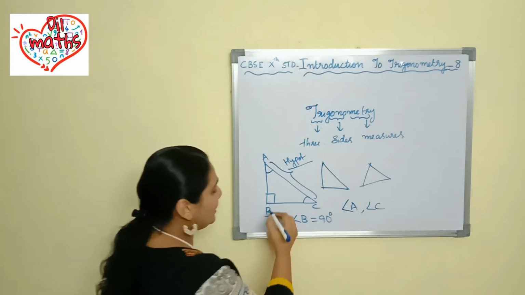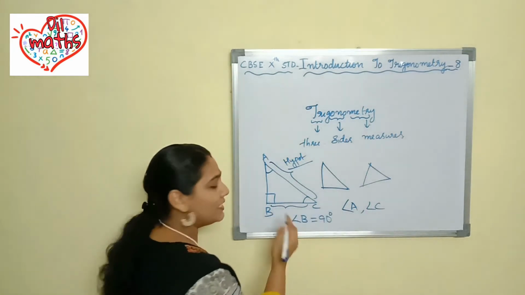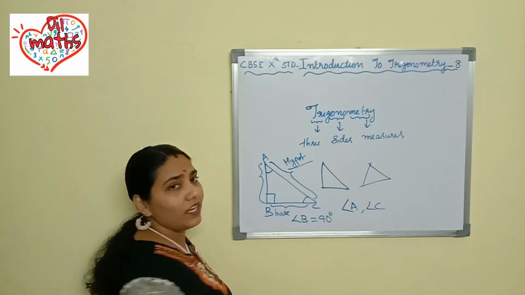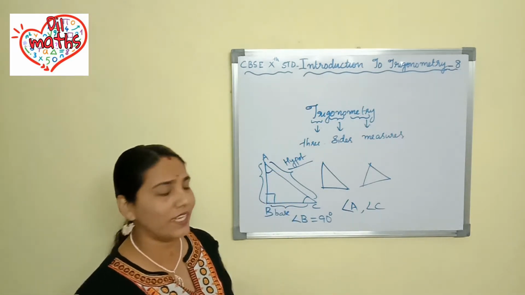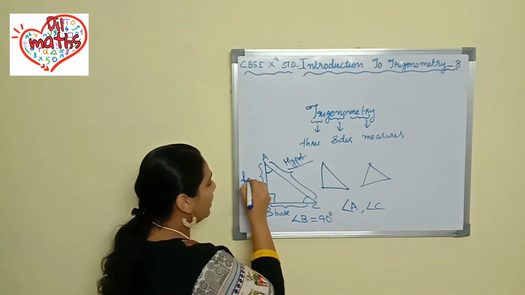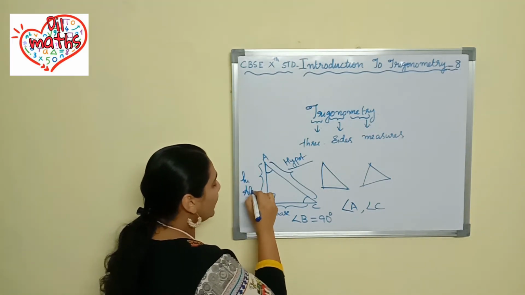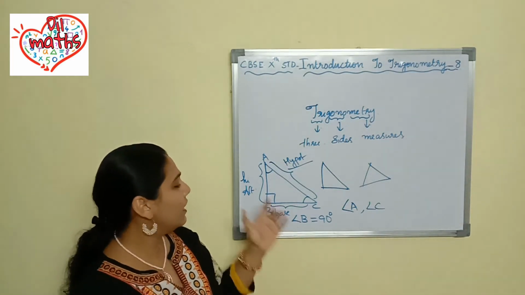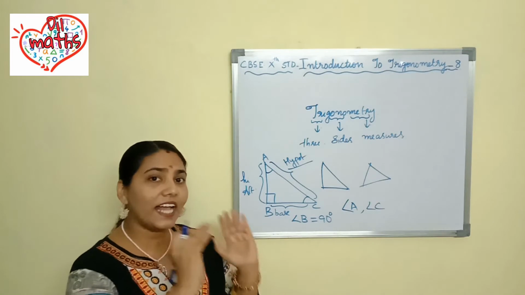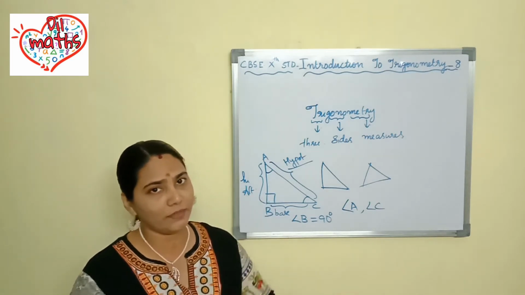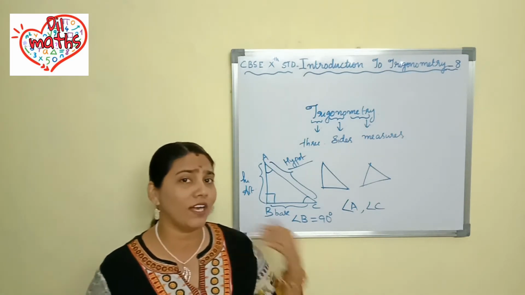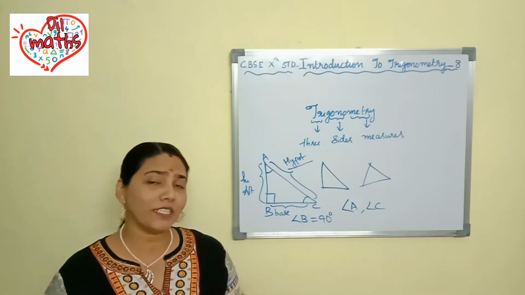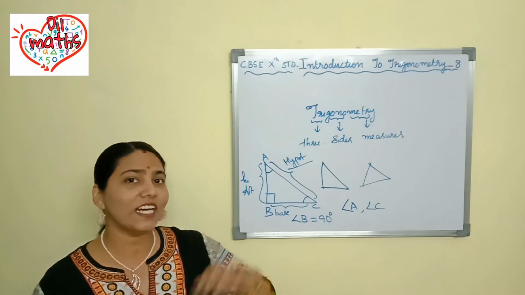So what is base? Base, definitely it will be here at the bottom, isn't it? So this is base, and we can call this as what? Altitude or height. We can call it both height or altitude. So from this, what you understood? In a right triangle, the side opposite to 90 degree will be the hypotenuse. What is the specialty of this hypotenuse? This hypotenuse is always greater than the other 2 sides.